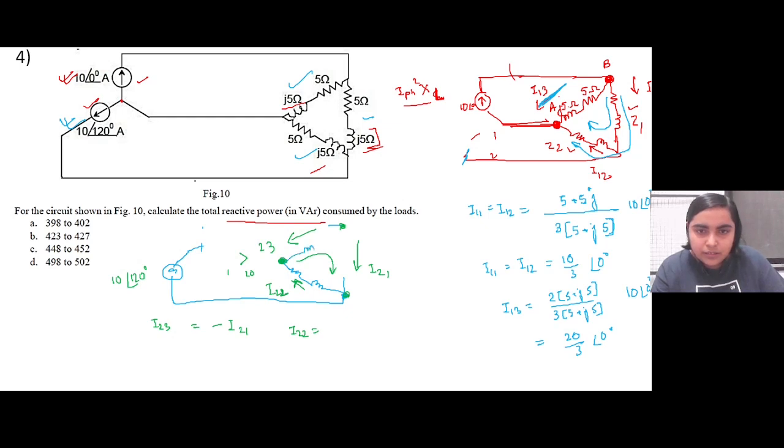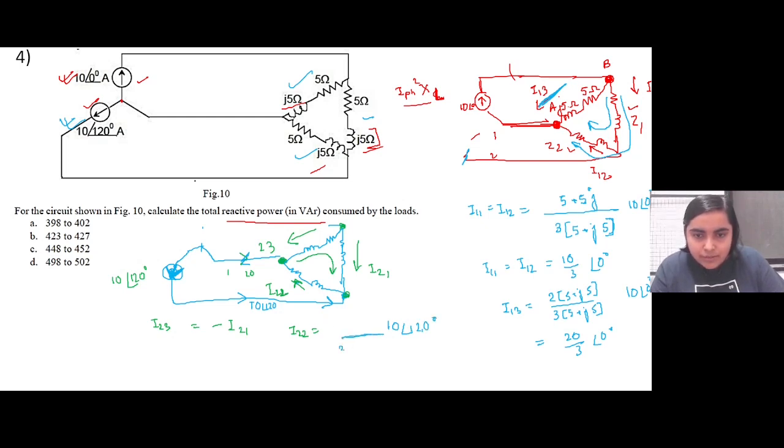So yeah, the current direction is in this direction. Here 10∠120 degree current is flowing, and this is getting distributed in these two branches. So this I22 current will be equal to the entering current, here 10∠120 degree, and again by using current divider rule we can calculate it.